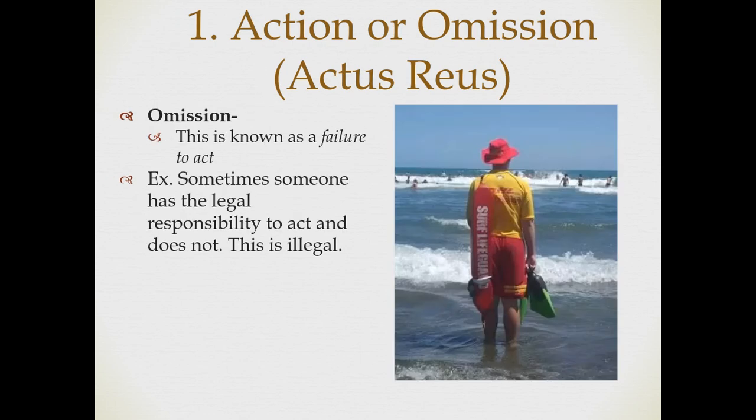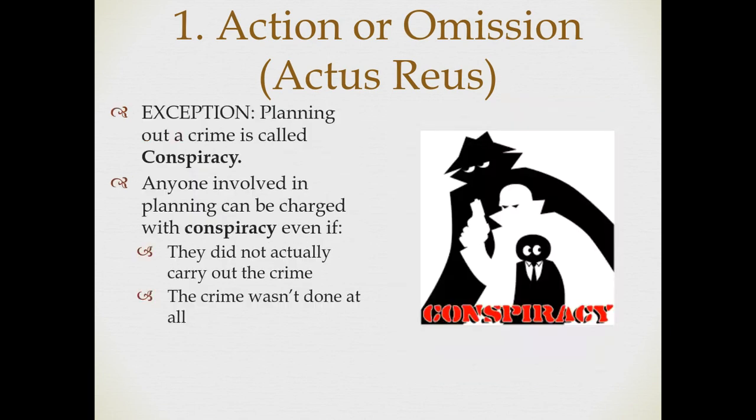Okay, the second part of that is known as an omission, and this means that it is a failure to act. Sometimes you can do nothing and still be held criminally liable for it. There are some people in certain positions who have a legal responsibility to do something and they choose not to. That can be considered criminal. For example, if a lifeguard lets someone in a pool drown and does not jump in to save that person, that lifeguard can be held criminally liable for whatever may happen to that swimmer who drowned. Okay? This is known as an omission.